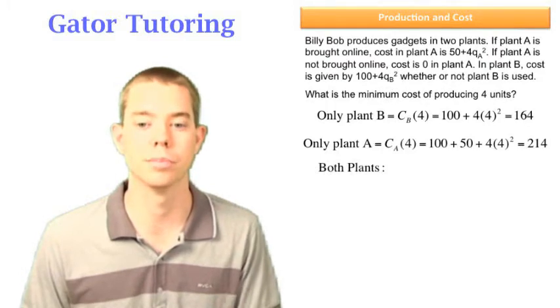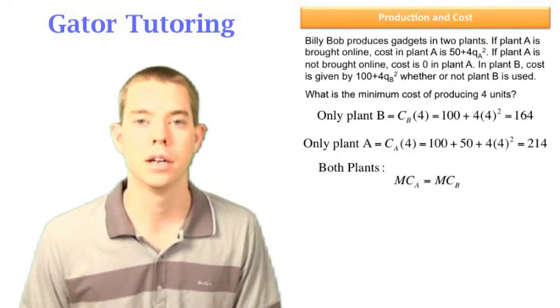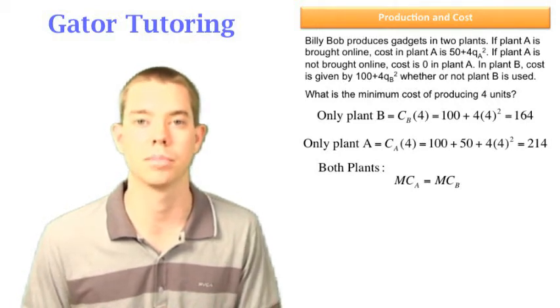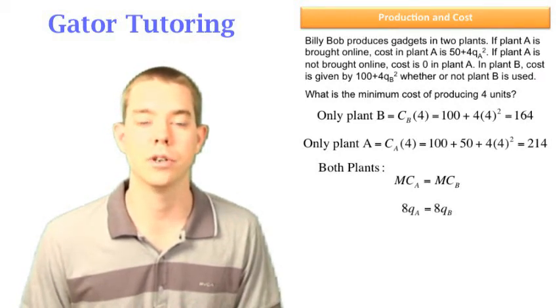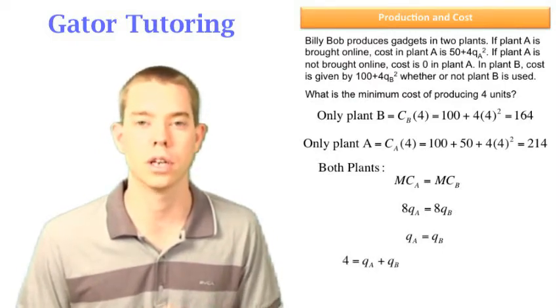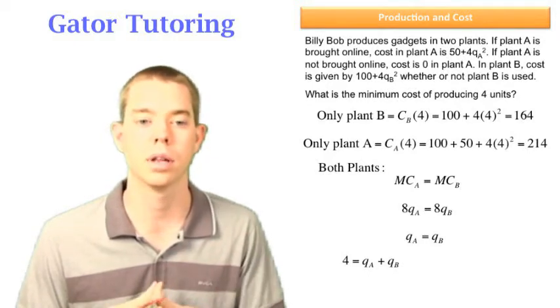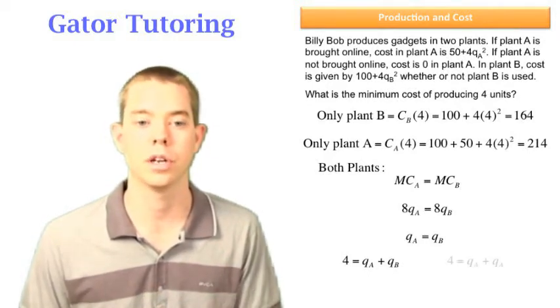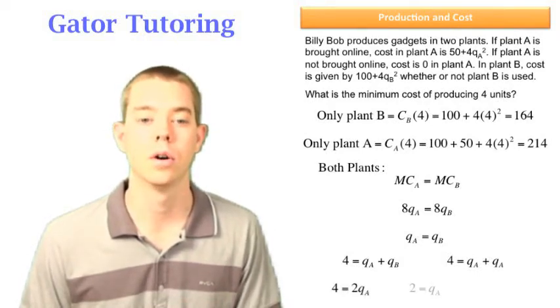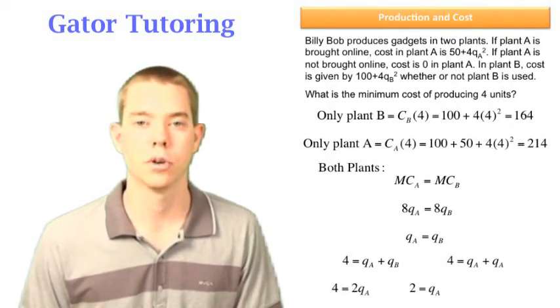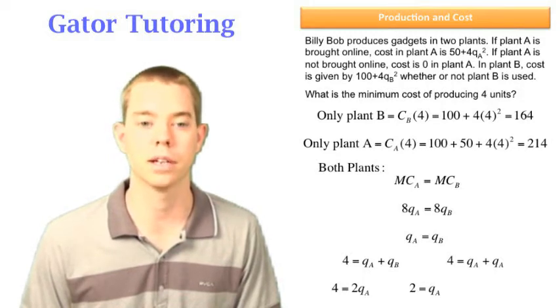So if we did produce in both plants, we set the marginal cost of A equal to the marginal cost of B to see how many we produce in each plant. We see that's 8QA equals 8QB or QA equals QB. So we know we want to produce 4 units total, which is going to equal how much we produce in plant A plus how much we produce in plant B. We can use substitution here, and we see that it's going to be 4 equals 2QA or QA equals 2. So we're splitting production evenly among both plants, which means QB will also equal 2.